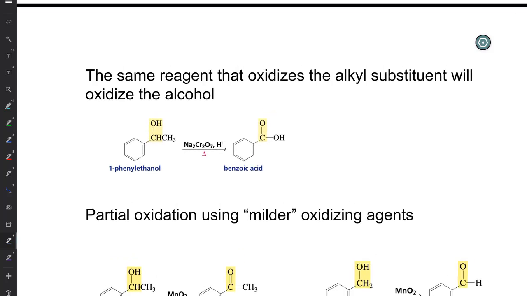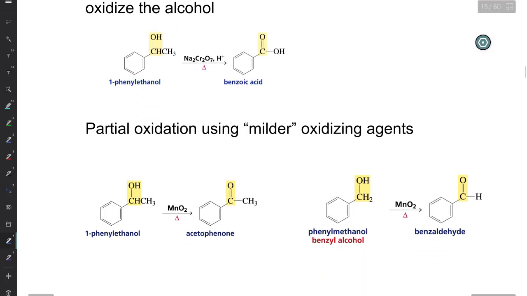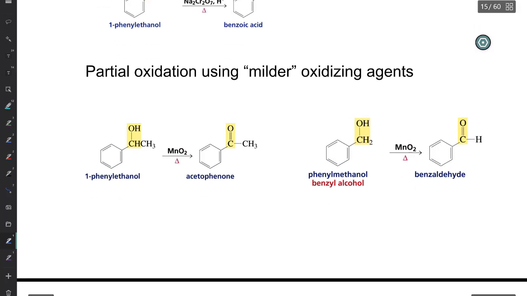Now, if you have an alcohol and then you go ahead and use chromic acid, then you'll get the same result as if you hadn't had the alcohol there, and you'll end up with a carboxylic acid with the remaining carbons being cleaved off. Now you can form aldehydes and ketones by doing partial oxidations.